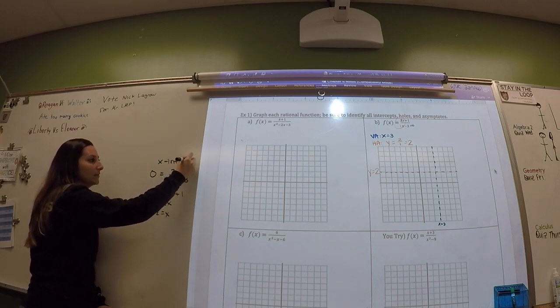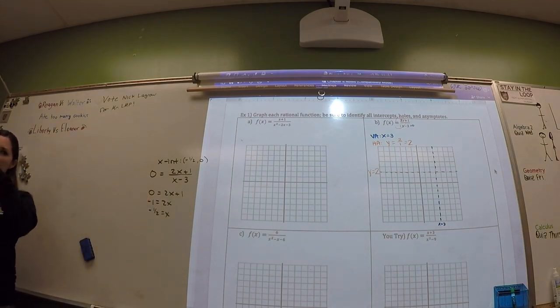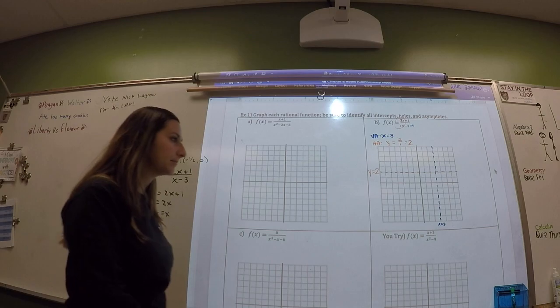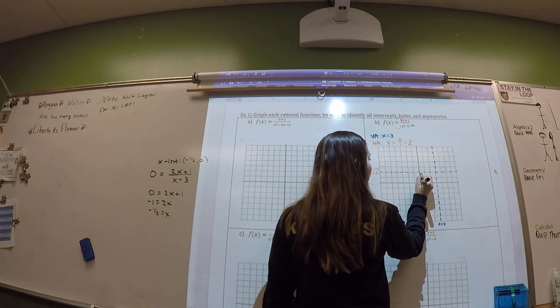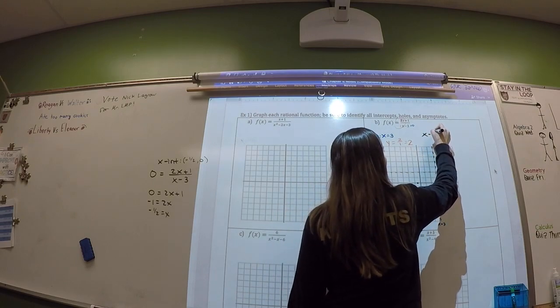0 equals 2x plus 1. So -1, over 2 equals x. So negative 1/2.